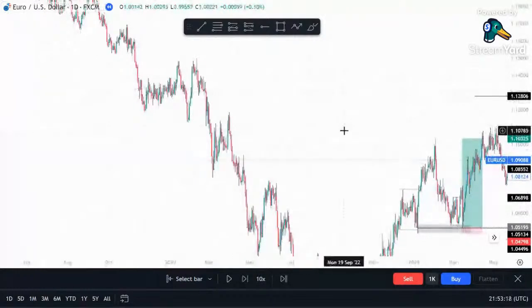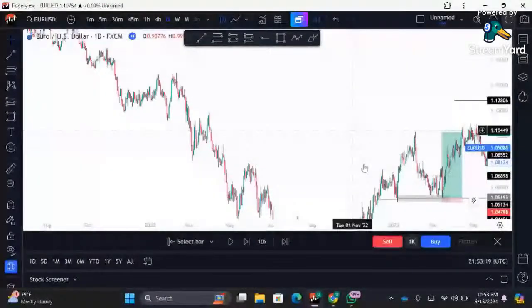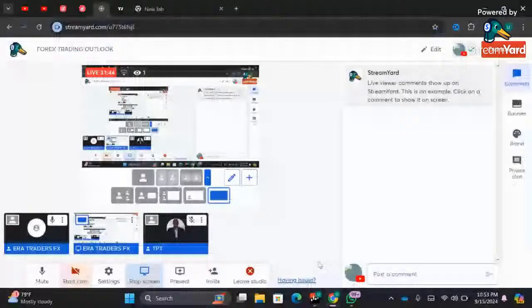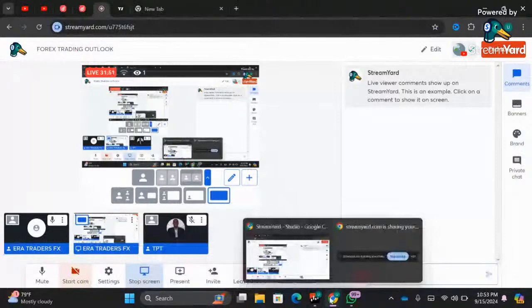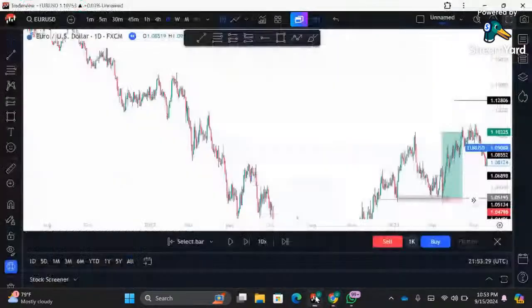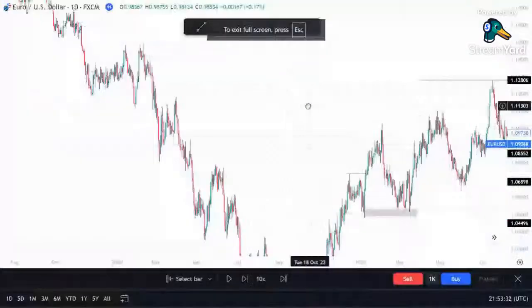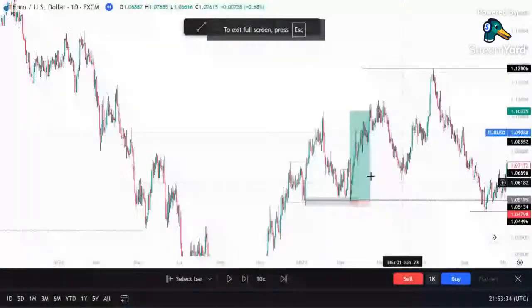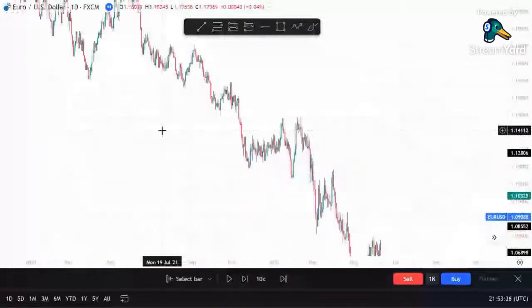Sometimes one of the disadvantages too is that price might take out your stop loss before going in the direction. You understand? It can do that. Let me show you an example. I think I was backtesting one.